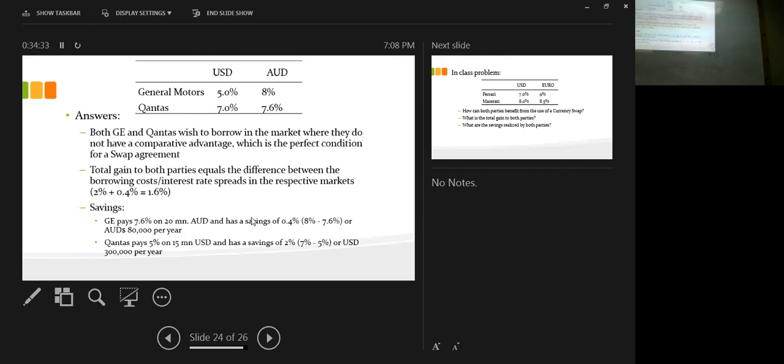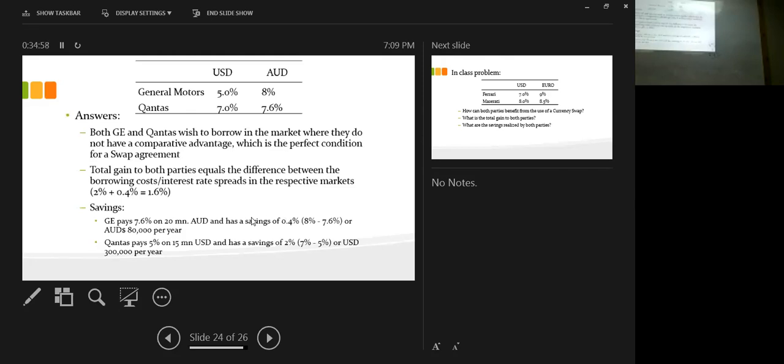And Qantas now, instead of paying 7%, pays 5%, so they save 2%. The savings would be 2% on 15 million, which is 300,000 per year. Any questions here? Think about it. Are we analyzing comparative advantage in terms of the savings? And the only way they can save is on the interest payment.